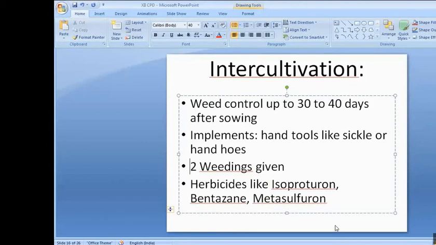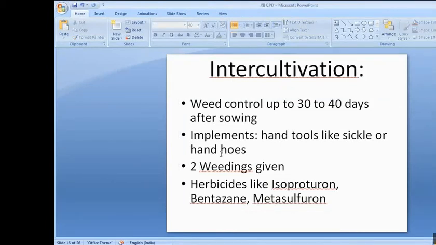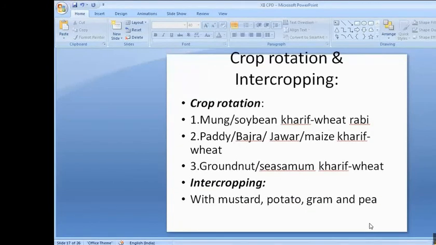So any of the weedicide can be used, and that we can control the weeds in the field. Let us go to another one, crop rotation and intercropping. Crop rotation means, as we have studied last year, a recurrent succession of different crops in the same piece of land. It means that one after another, different crops are there. We should not continue the same crop.